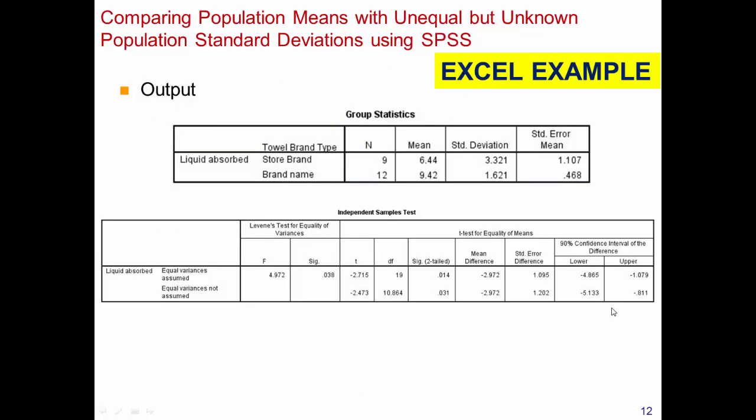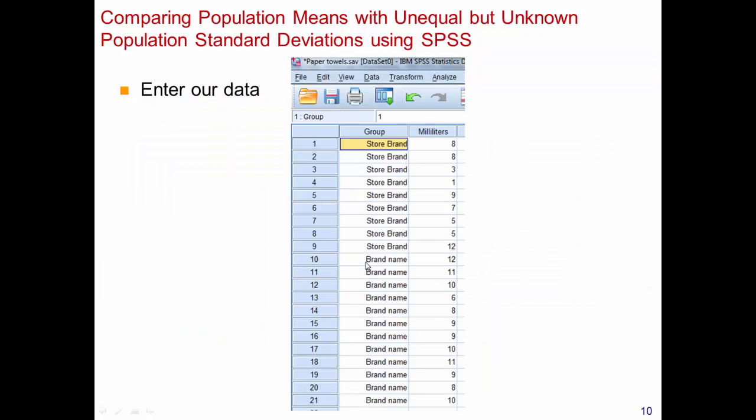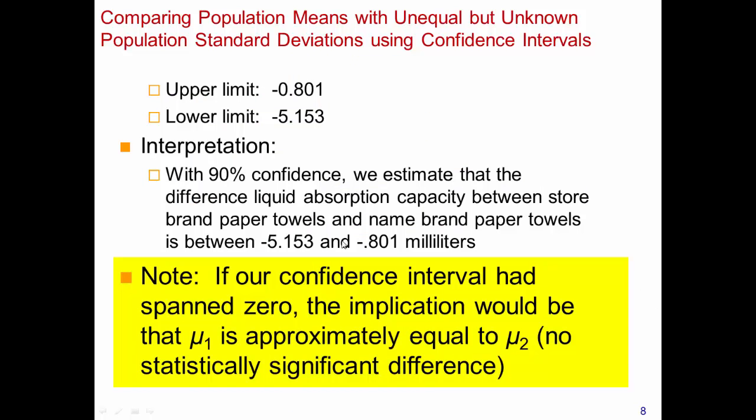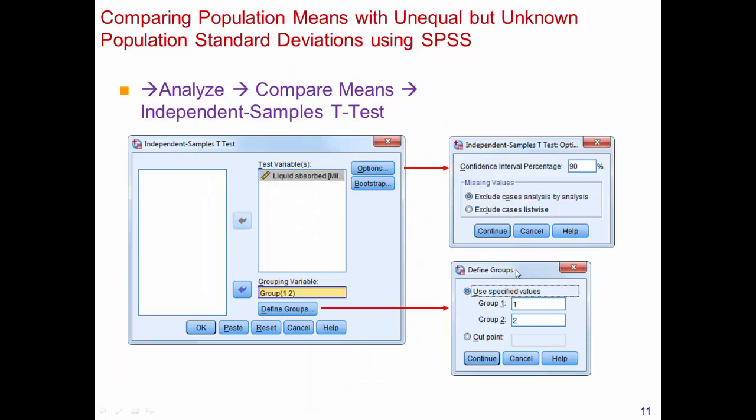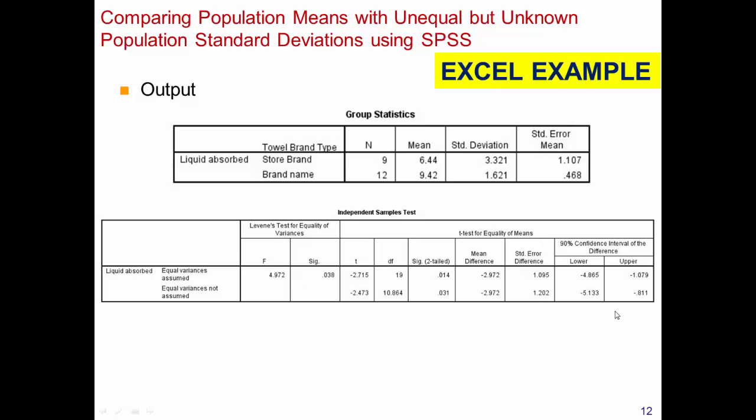And then we have our lower confidence limit and our upper confidence limit. Here is our 90% confidence interval for the difference, with the lower limit and then the upper limit. You'll note these numbers are very similar to what we calculated when we did this manually. And again, SPSS takes it to many more decimal places than we did in our manual calculation, which is the reason why we have differences in our numbers here.